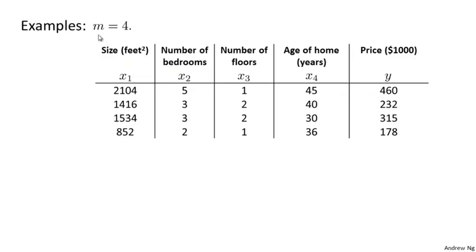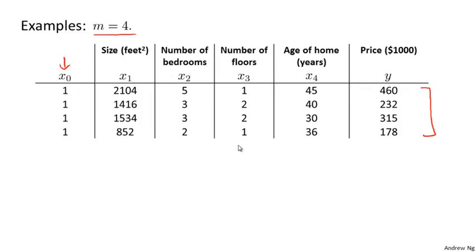equals 4 training examples. In order to implement this normal equation method, what I'm going to do is the following. I'm going to take my data set. So here are my 4 training examples. In this case, let's assume that these 4 examples is all the data I have. Okay. What I'm going to do is take my data set and add an extra column that corresponds to my extra feature x0 that always takes on this value of 1.